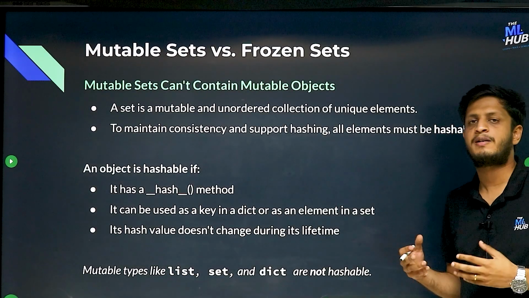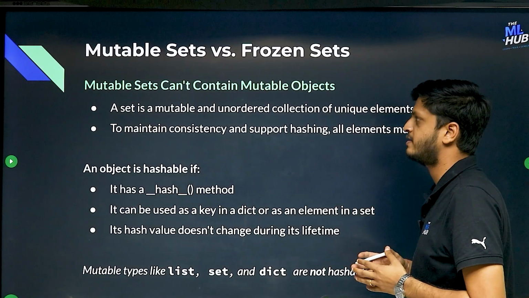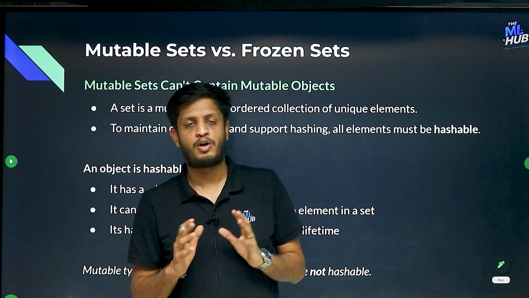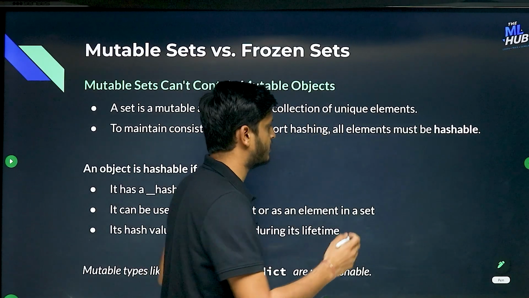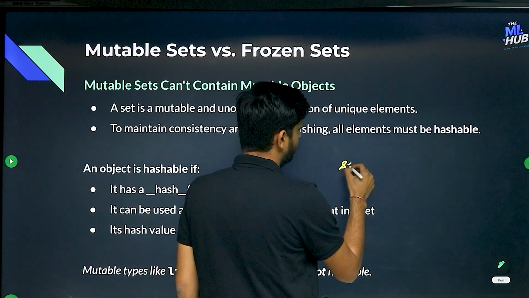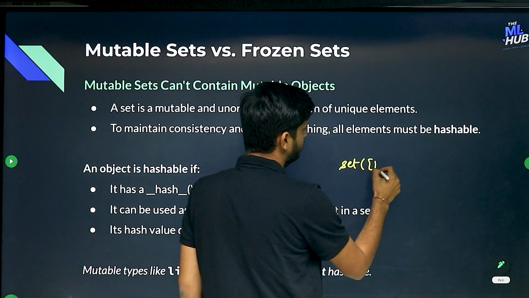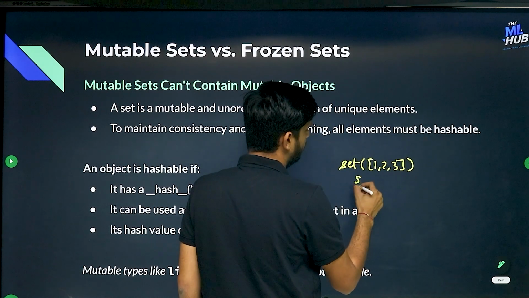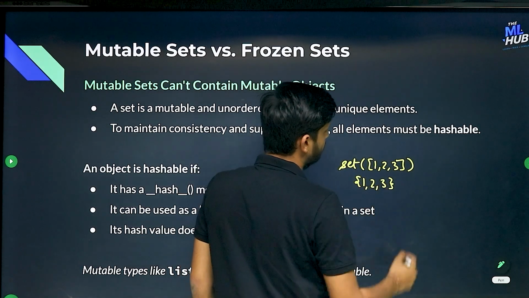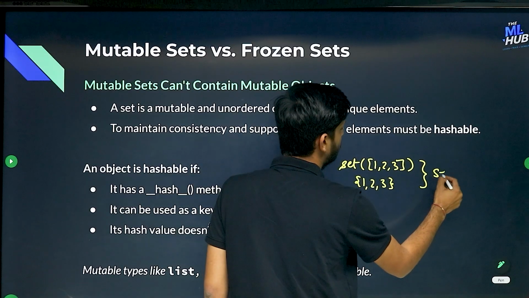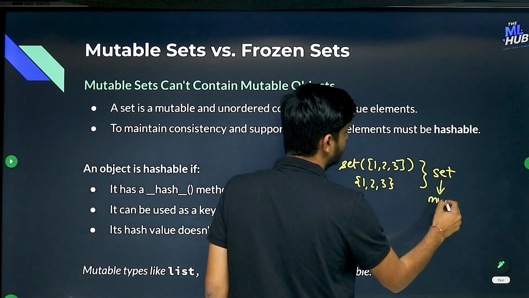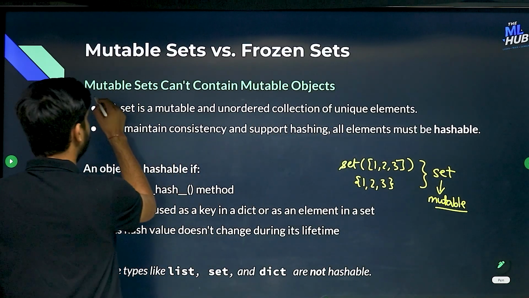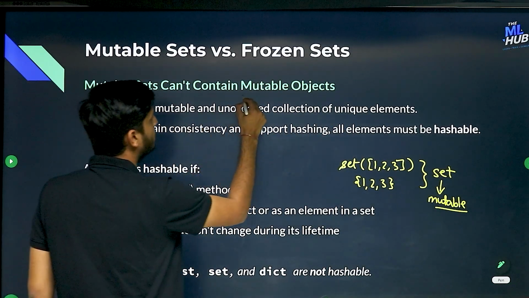Okay, now let's look at the concept of mutable sets and frozen sets, what they are. When we create a normal set in Python, we do it using the set constructor, where we can pass any iterable, or using curly brackets like this. Both of these create a normal set which is mutable. Set data type is mutable. And there is a concept in Python that sets cannot contain mutable objects.